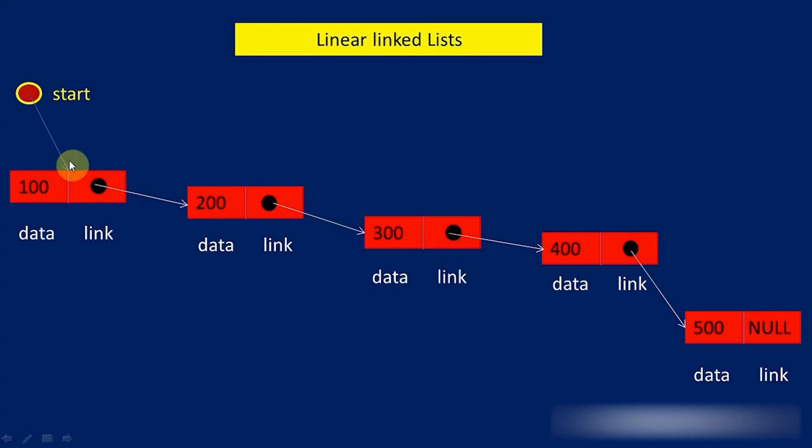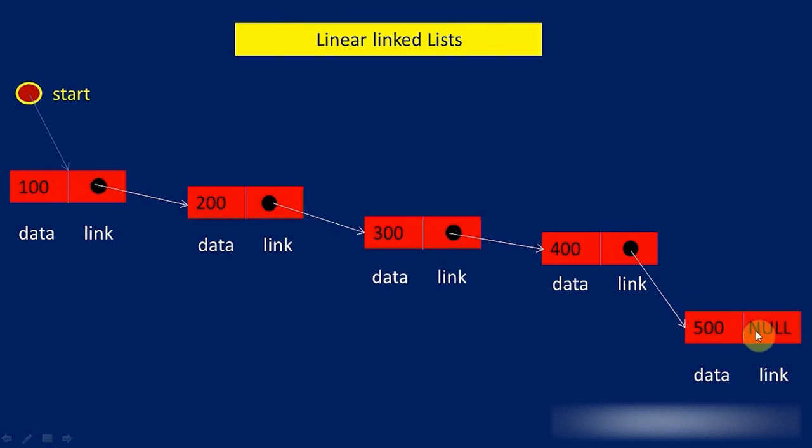So whenever I want to traverse, that means I want to access all the nodes of a linked list, I would first pick up the address of the very first node from the pointer variable start, and then I will move to the first node by taking the address of the first node from the start. And from the first node, I would get hold of the address of the second node. Then from the link of the second node, I would get hold of the address of the third node, and so on. So it is a linear linked list.